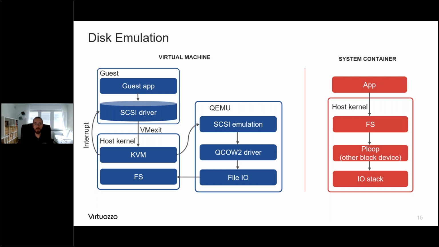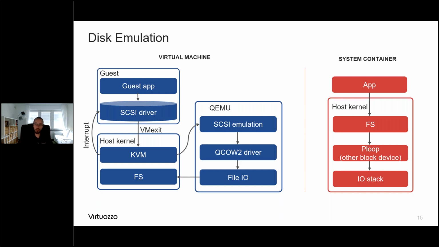Interrupts usually block CPUs, so it's a costly operation. For a single disk or for a single virtual machine, it's negligible. Maybe for 50 to 100 also, but for heavy I/O intensive operations, it becomes very important. And in case of a system container, there's no interrupt, no context switching involved.